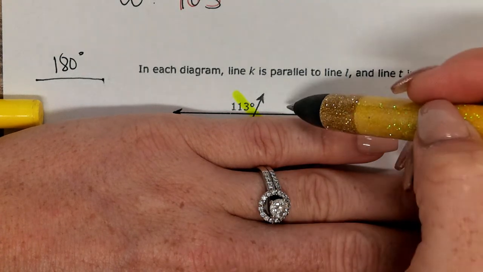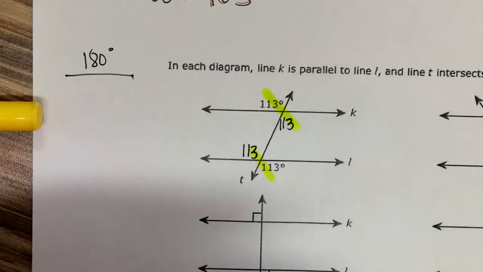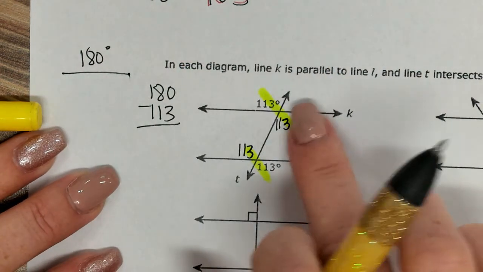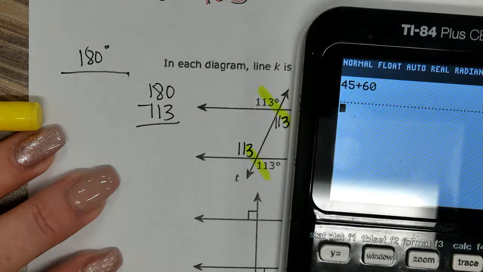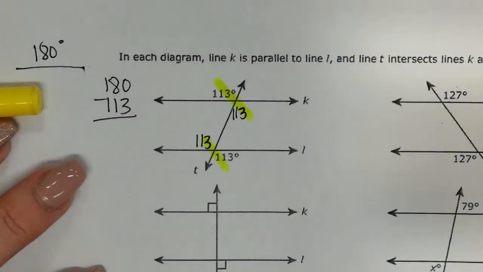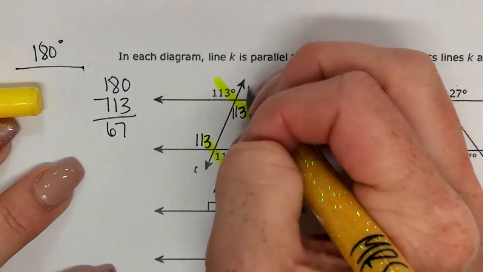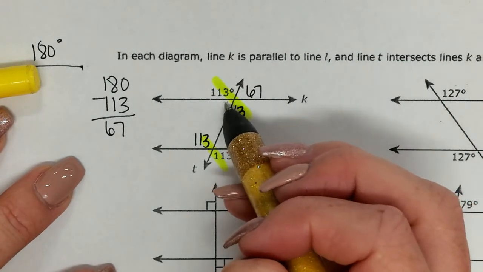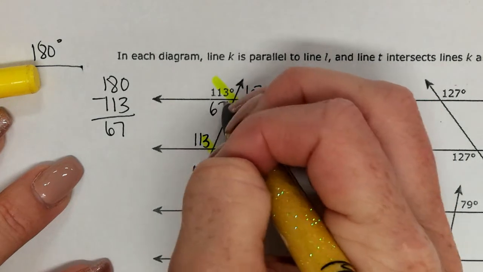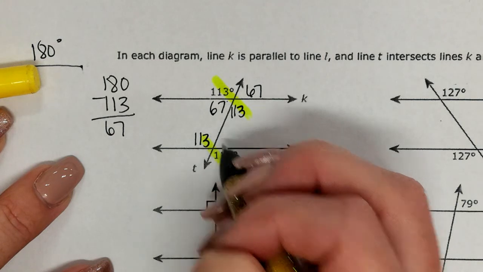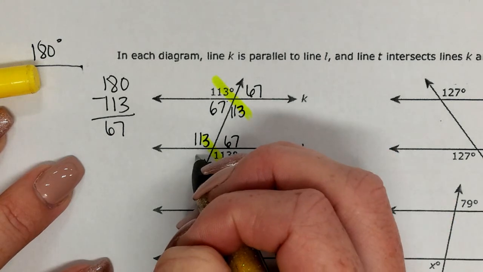So if I want to know that, all I have to do is subtract from 180. So I would do 180 minus 113. And that will give me the acute angle's value. So it's 67. So this is 67. What else is going to be 67? What about this one? 67. All of the acute angles are the same. How about this one? 67. How about this one? 67.